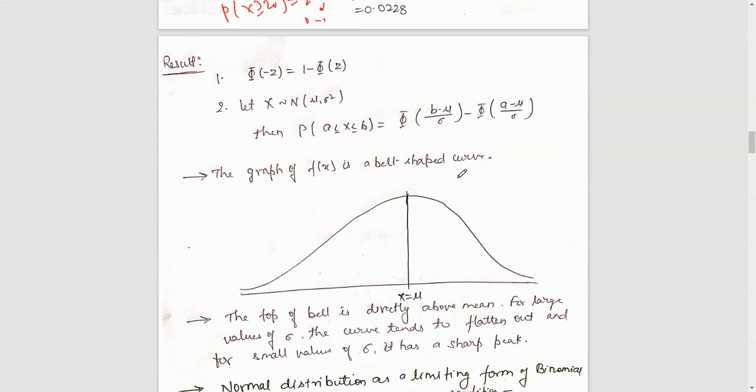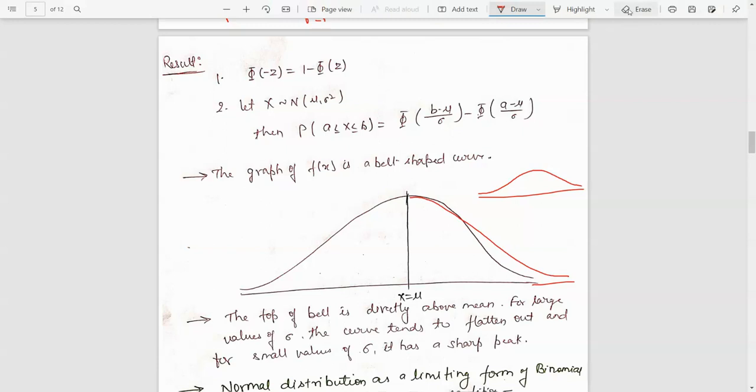The first thing is that the graph of the standard normal distribution is a bell-shaped curve. What do I mean by bell-shaped curve? It is a completely symmetrical bell-shaped curve. It may not look completely symmetrical to you, my drawing is so bad, but it is a completely symmetrical graph.